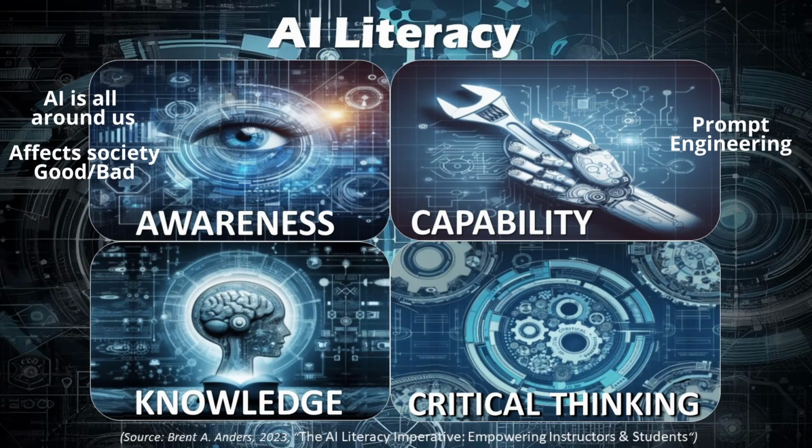Knowledge is also very important. We need to have a keen understanding of what are the different types of AIs. There's the right type of AI for different types of jobs. We also have to have a good understanding of what's going on with our data. Is our information being kept safe and secure? Is it being resold? We need to understand that.